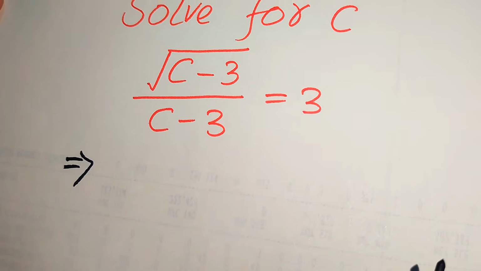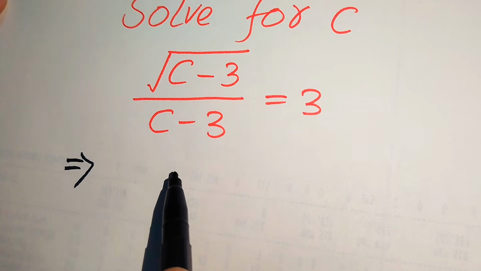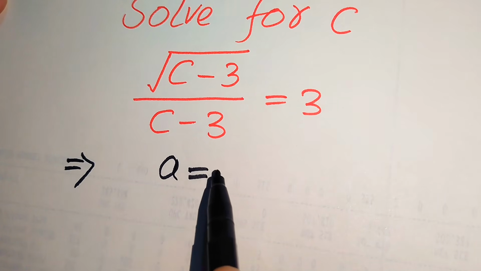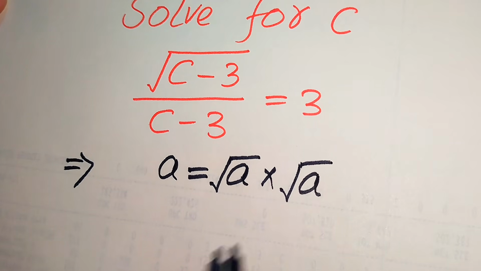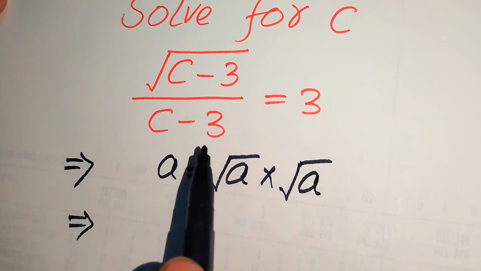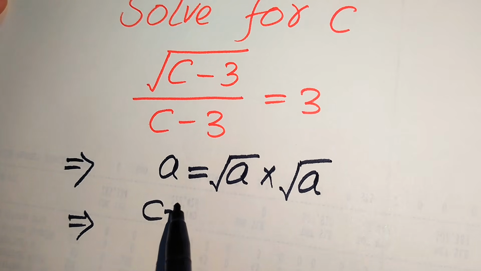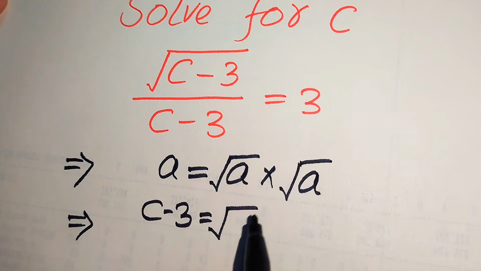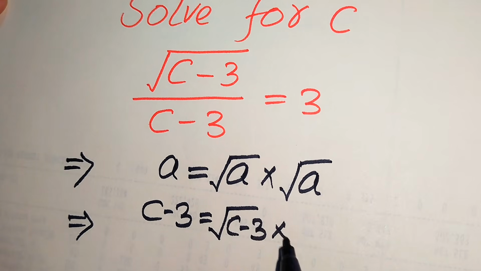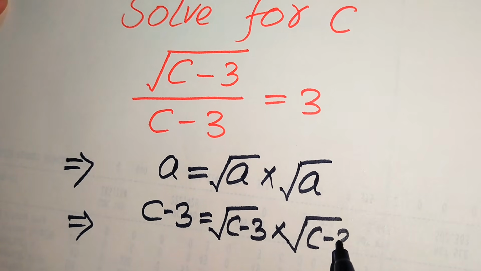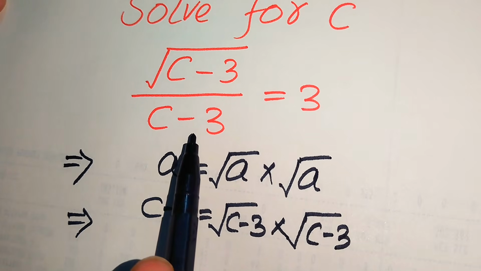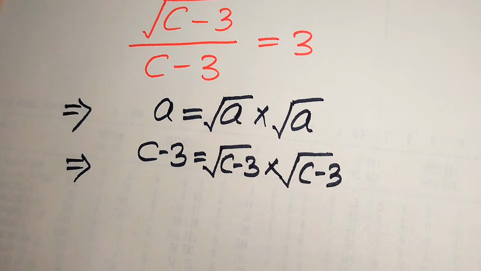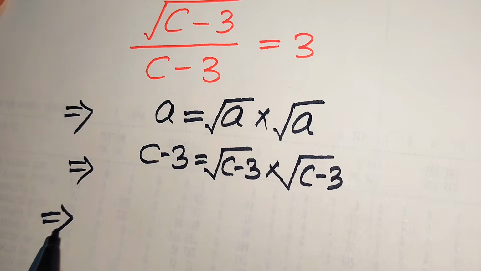And here you know that if we have a number a, we write it as square root of a multiplied by square root of a. According to this rule of radicals, in the same pattern we write c minus 3 as square root of c minus 3 multiplied by square root of c minus 3. So we replace this value so that our given question statement is written in this form.